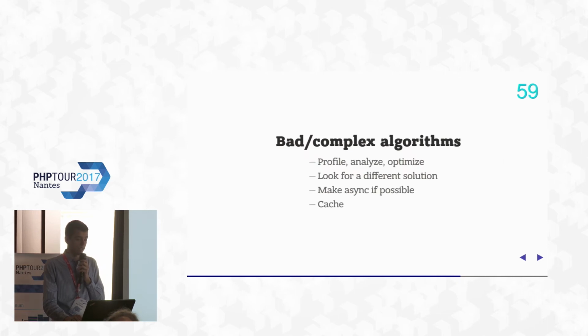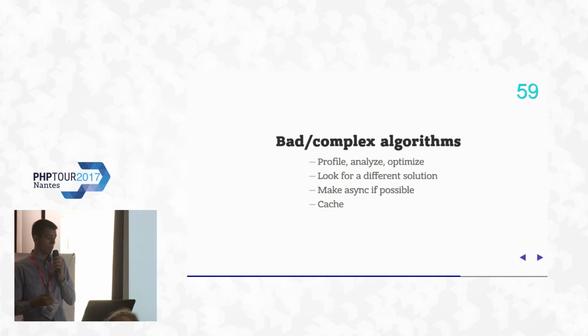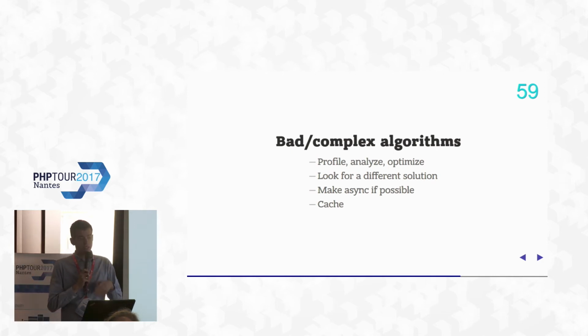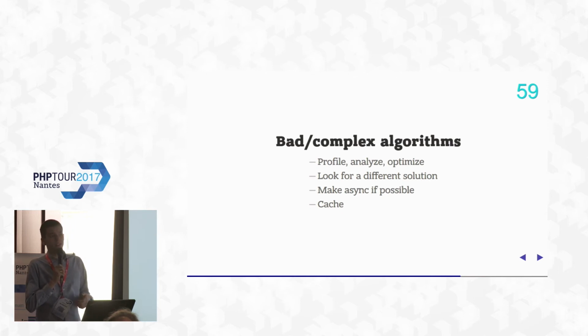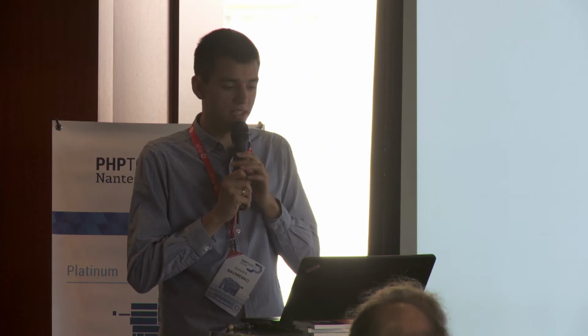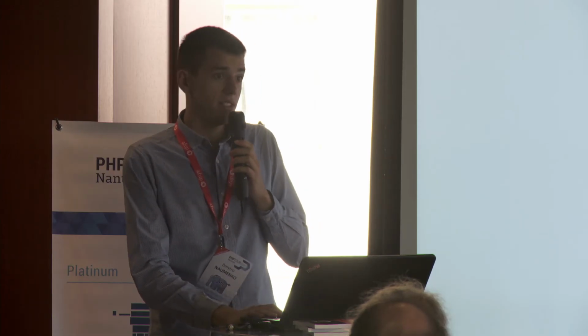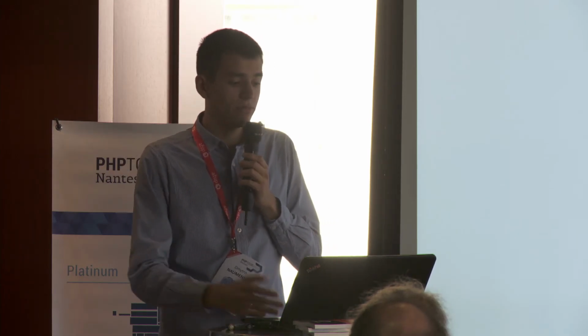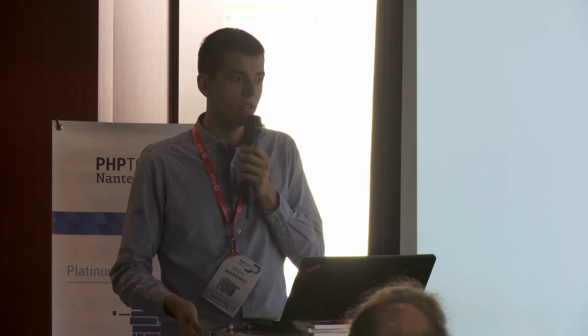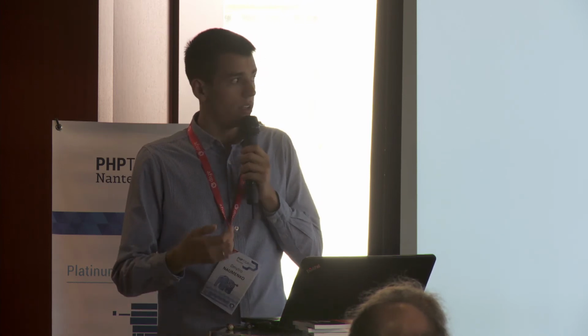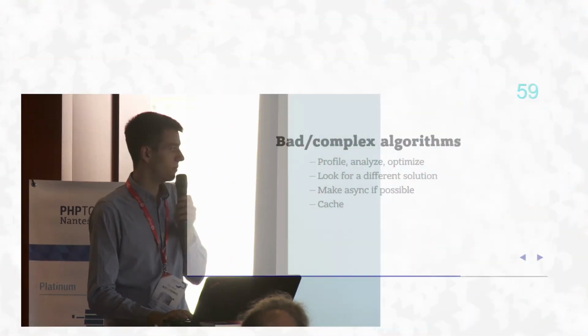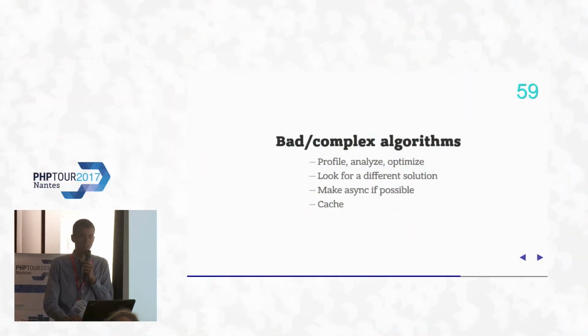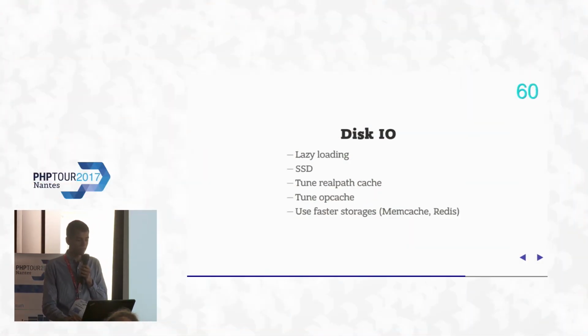Bad and complex algorithms. You should profile them, analyze, optimize, try to rewrite them completely in a different way in case small optimizations don't seem to work. In case it is still impossible to make it faster, make it as asynchronous as possible. And the last hope is caching, but you know, caching is not always a good thing to do.